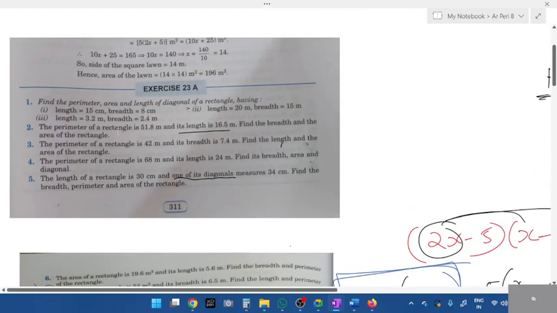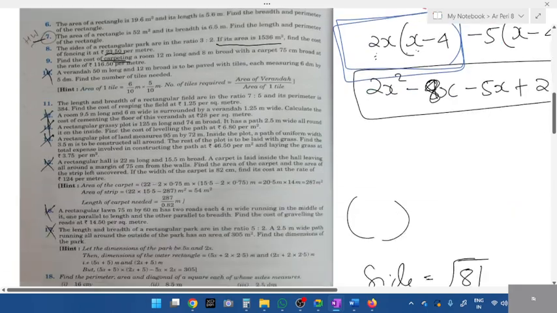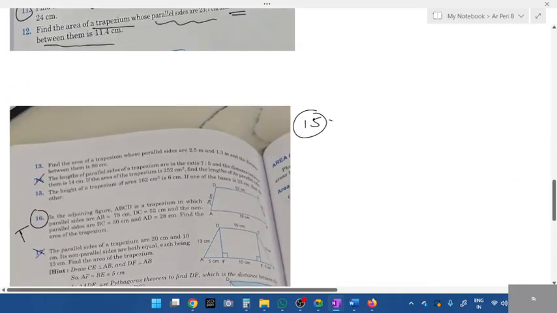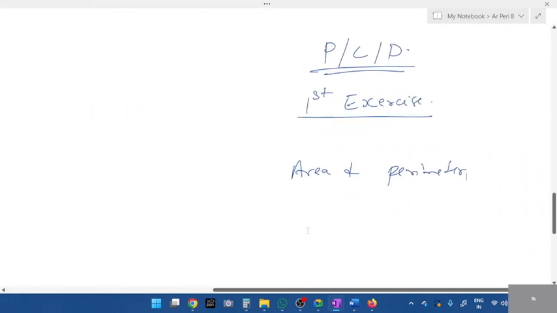Shall I conduct 23A and B? Both the exercises, 23A and 23B. Even tomorrow I'll conduct a class. I'll make you all revise. So these are the topics. Whatever you have done so far: area, perimeter, and profit loss discount, only the first exercise. Okay, it's only the first exercise. Just make a note of this topic.